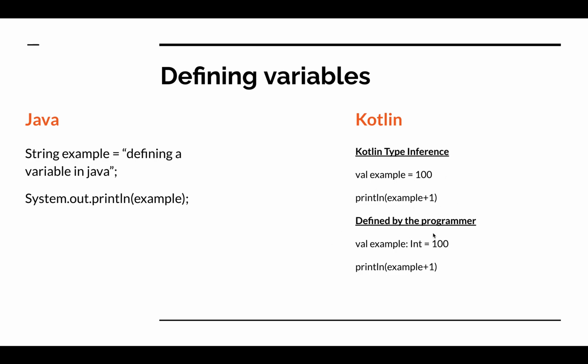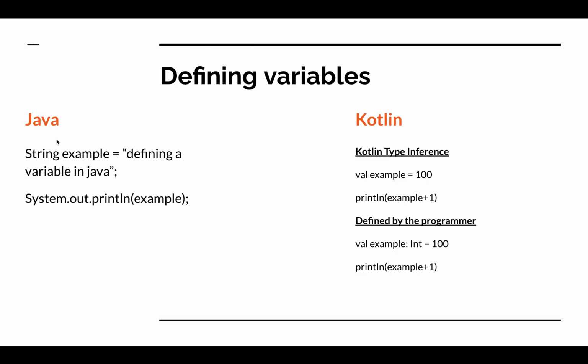Now, you don't always have to have Kotlin infer what data type you're trying to work with. You can also define it. I showed it down here. So instead of just setting it equal to 100, you can do value example, and then you can set the data type that you're trying to work with, set it equal to 100, and it would do the same thing.